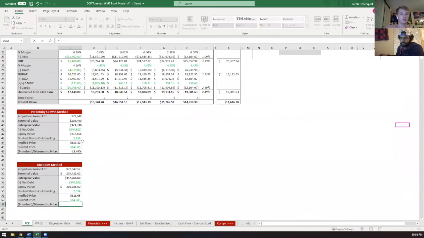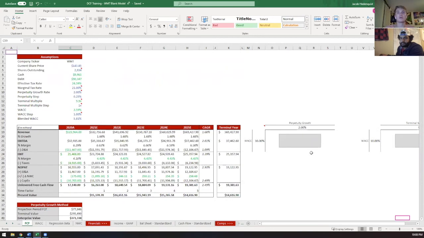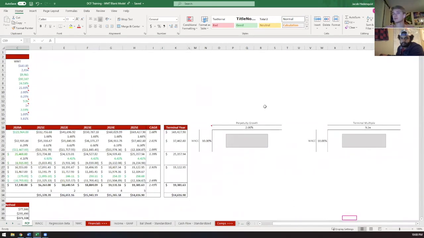And then we're going to do, as we said before, current share price minus implied share price divided by current share price. Wait, let me, oh yeah, so I messed that up. Just see the mistake right there. It should be implied price minus this current share price. And that gets us the negative 22.38%, which indicates a premium to today's current share price.